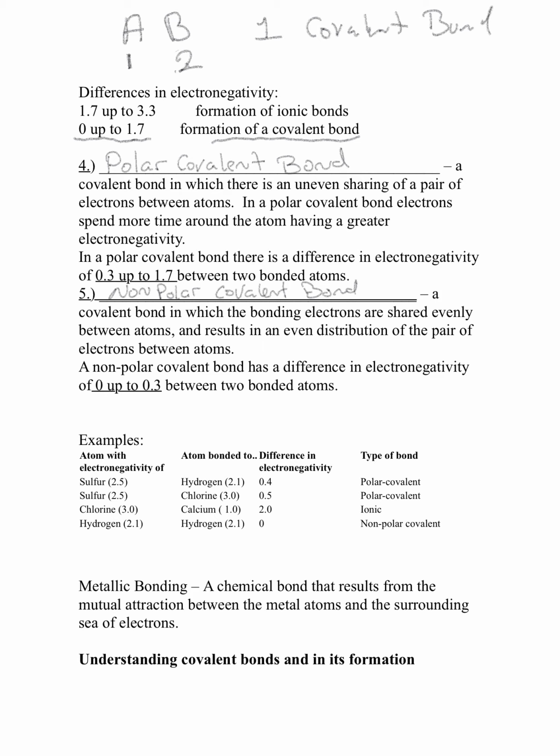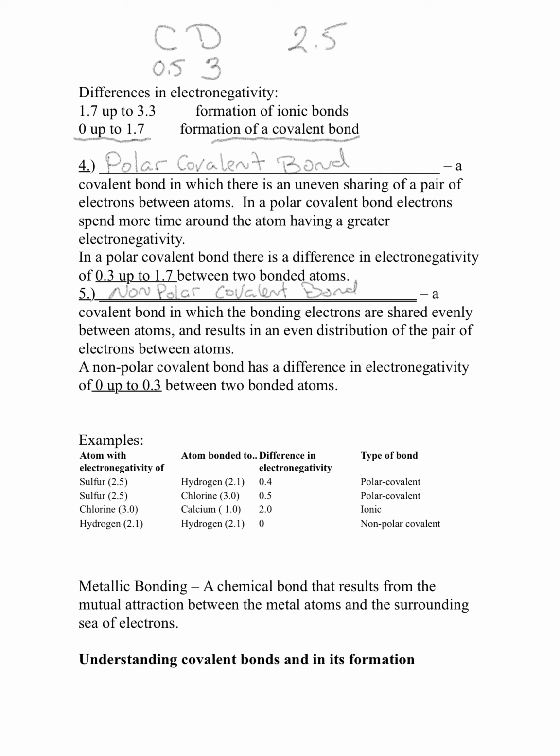Now contrast this with the formation of an ionic bond. Let's make two other atoms that are taking part in bonding. Let's say you have atom C and atom D, bonded together. Let's say that C has an electronegativity of 0.5 and D has an electronegativity of 3. What's the difference between the electronegativity of these two atoms? 0.5 from 3 is 2.5.